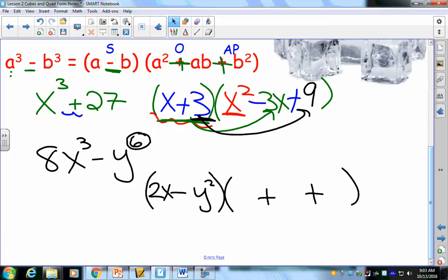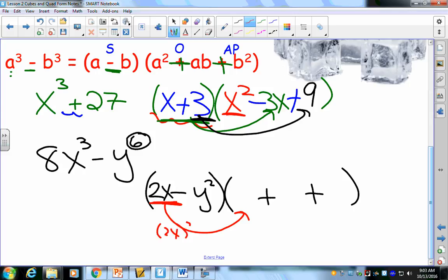Now, to fill in this first spot, I'm going to square this, the entire thing. So 2x squared is 4x squared. You have to square both the coefficient and the variable. So please be careful. That is a very common mistake, to forget about that 2 in front.